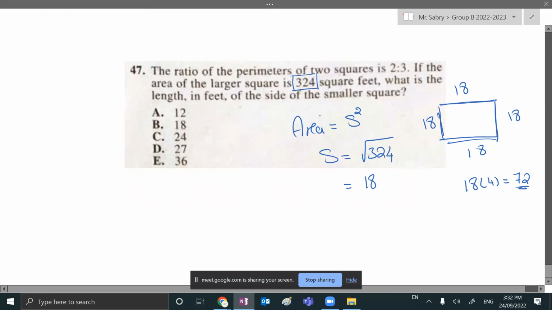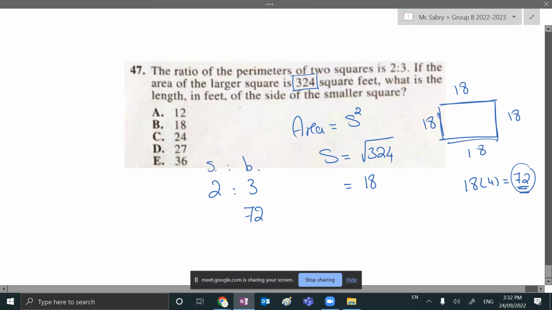Again, that's the parameter. They said that the parameters of the two squares are in the ratio of 2 to 3. And apparently the bigger one is the one that I'm working with. That's the bigger one, so the 72 should go under the ratio of the bigger circle. This is apparently the smaller one. This is the bigger one.